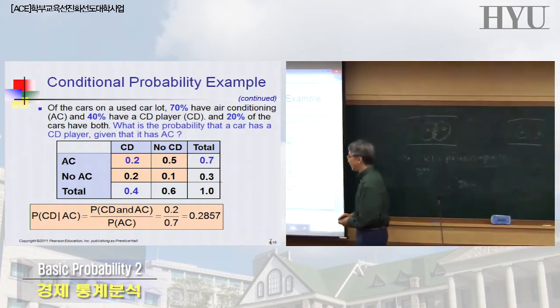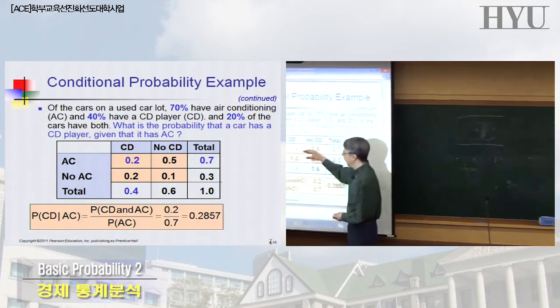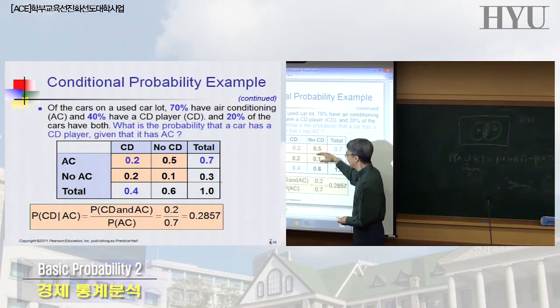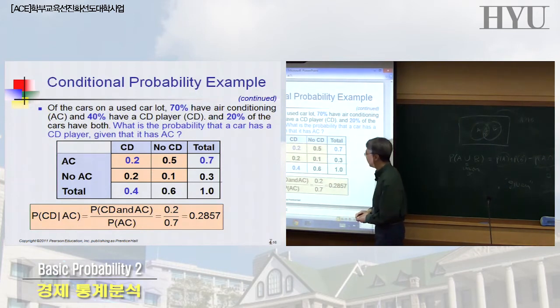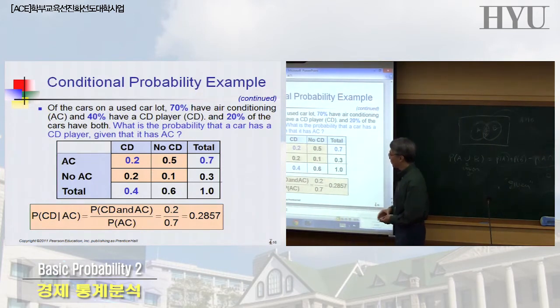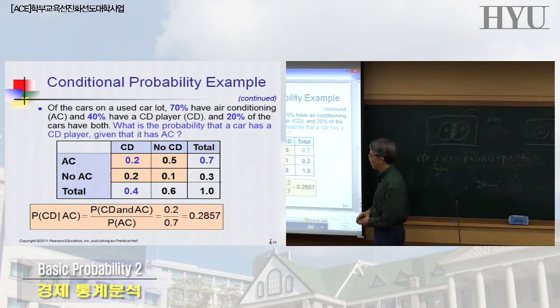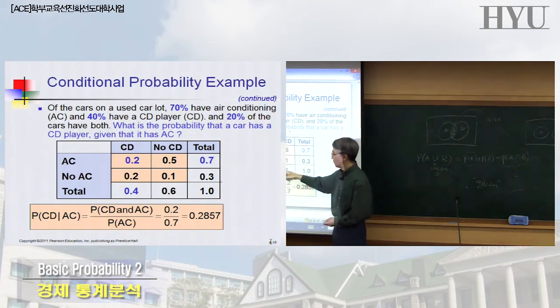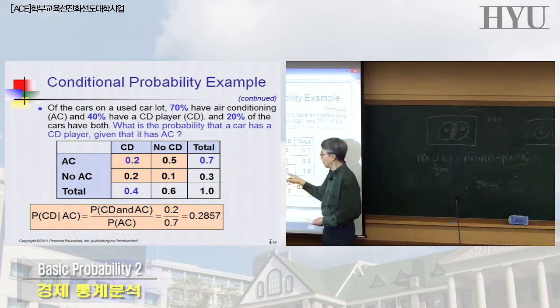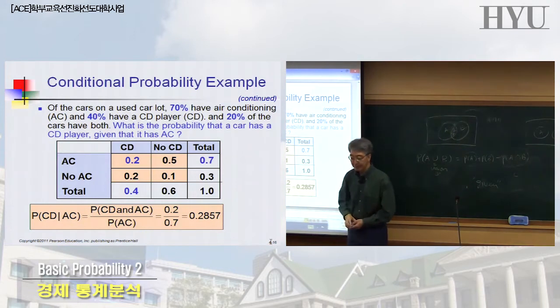So let's say some of the cars didn't have AC. Some cars had AC. If you look at this contingency table, you can figure out, let's say, that these are probabilities. Probability of AC is 0.7. Probability of no AC is 0.3. Probability of CD is 0.4. No CD is 0.6.